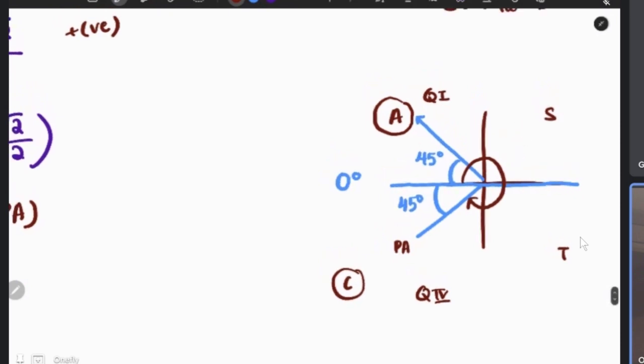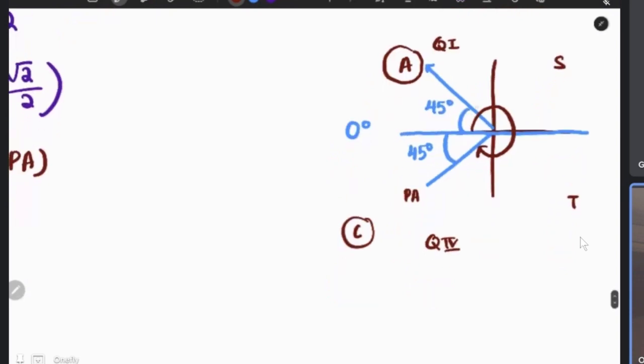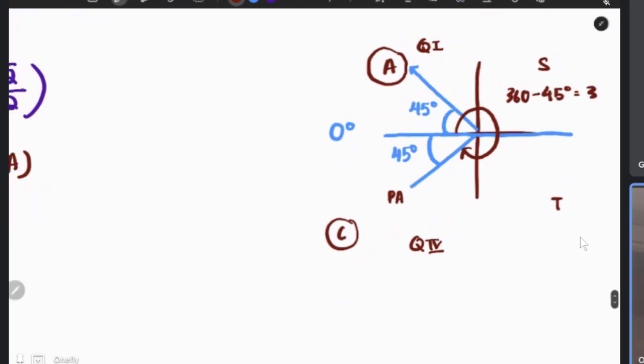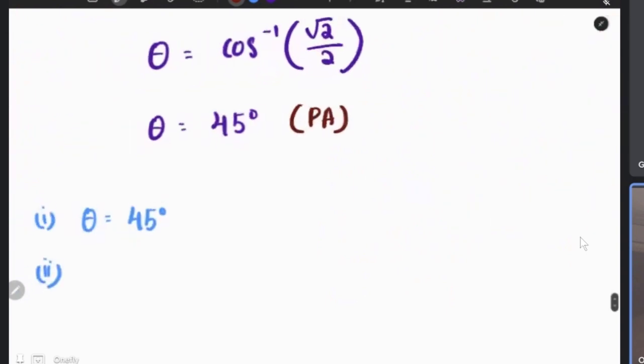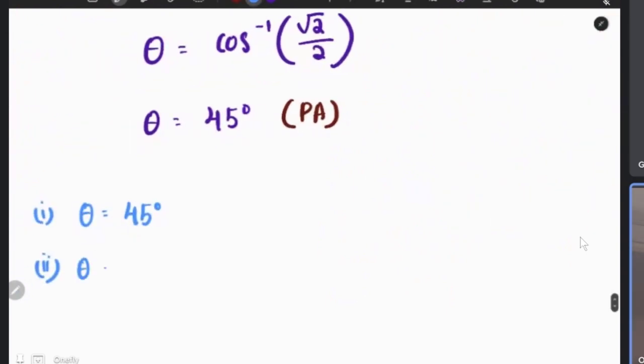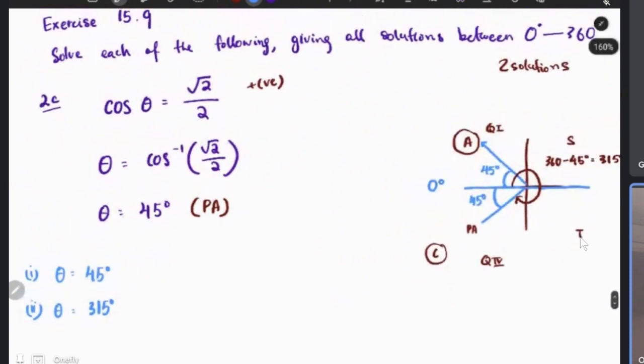So using our knowledge in angle properties, how are we going to find the obtuse angle here? We can find it by using 360 minus 45, which is 315. Your second solution is theta equals 315 degrees. Yeah, this one I drew a bit too far. Let me move it.